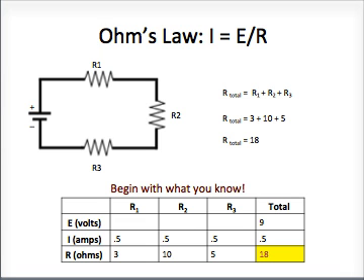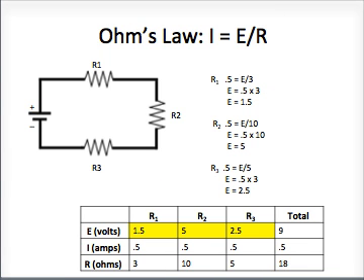By adding the resistance of each resistor, we are able to determine a total resistance. 3 plus 10 plus 5 gives a total resistance of 18 ohms. We now know the current and resistance of each resistor in our circuit, which means we have 2 of the 3 variables in Ohm's law. By plugging the current and resistance into the formula, we can determine the voltage across each resistor.